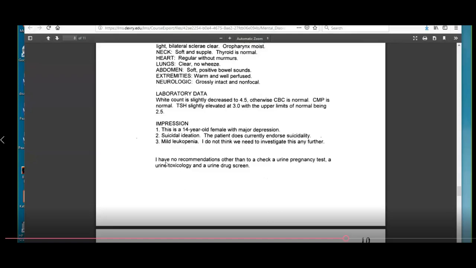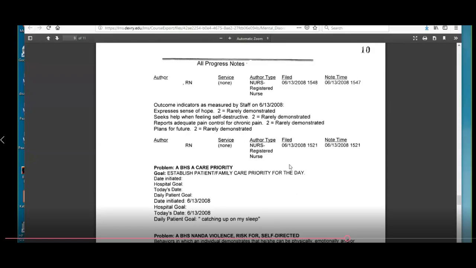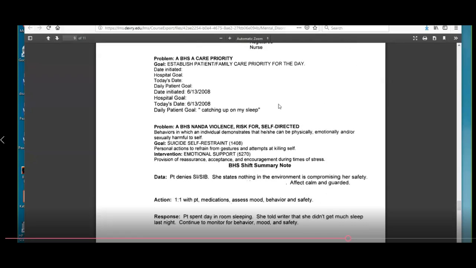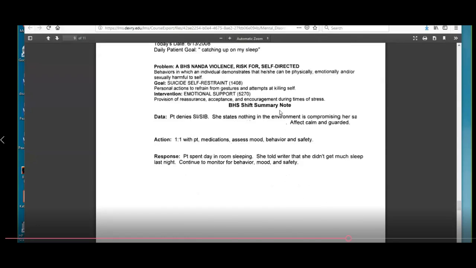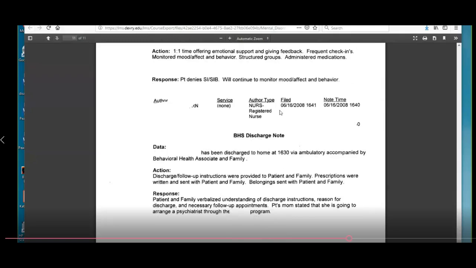So the pediatrician says, I have no recommendations other than to check a urine pregnancy test, a urine toxicology, and a urine drug screen. So now the progress notes. These are all the nursing ones. You can see the author says it's a nurse. So again, you could scan over those, but don't spend a lot of time because we're not coding off those. So I'm not going to spend time going over those.